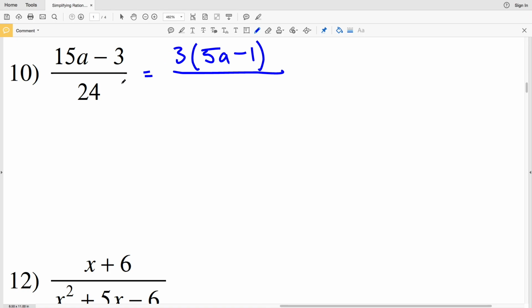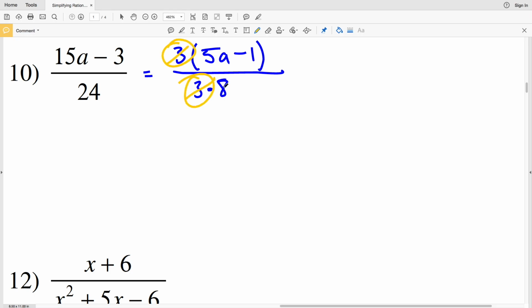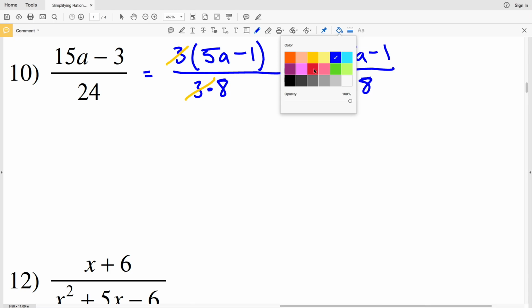However, I know that 3 can go into 24, so I'm going to rewrite 24 as 3 times 8. So you can see that now I have my 3's, 1 in my numerator and 1 in my denominator, that will cancel out, because 3 times 8 is 24. So we'll have 5a minus 1 divided by 8 as our solution in number 10.